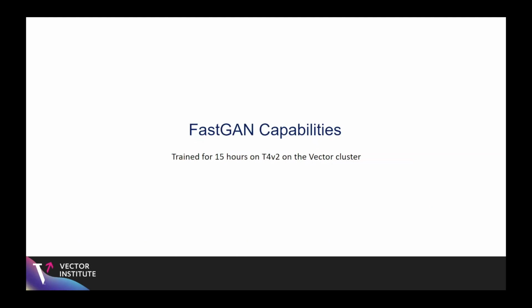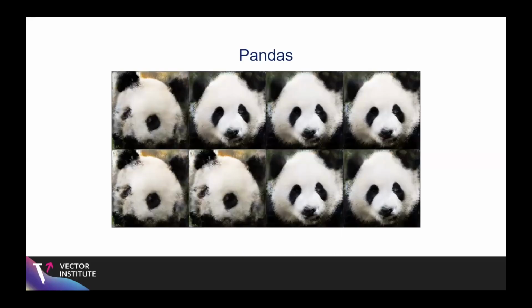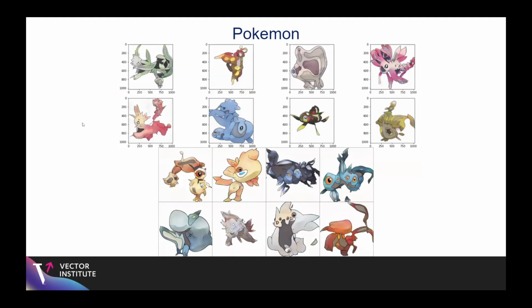And quickly going over some results. I personally trained the FastGAN architecture for roughly 15 hours on a single T4v2 GPU on the cluster. I trained it on a Pandas dataset as well as a Pokemon dataset. So here are some images of Pandas. This was, again, roughly 15 hours of training time. And here are the results from the Pokemon dataset. These are all created from the same generator.